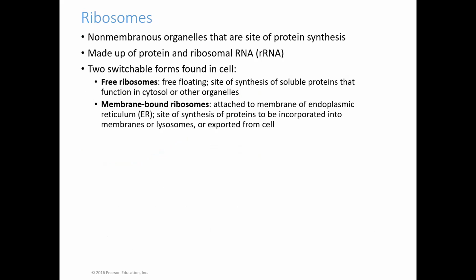Now, ribosomes don't have a membrane around them. Ribosomes really form so that we can make proteins. Ribosomes are made up of ribosomal RNA, that nucleic acid we mentioned at the end of chapter two. Ribosomes are where we make our proteins. Instructions come out from the nucleus and are sent to the ribosome, and we make proteins at the ribosomes. Because of its unique shape and structure, we don't need to have a membrane around it.